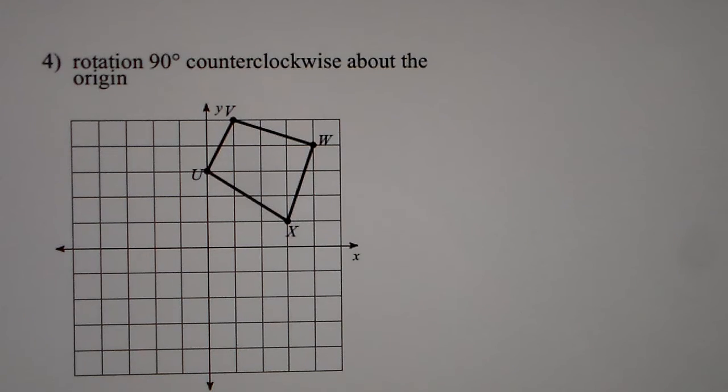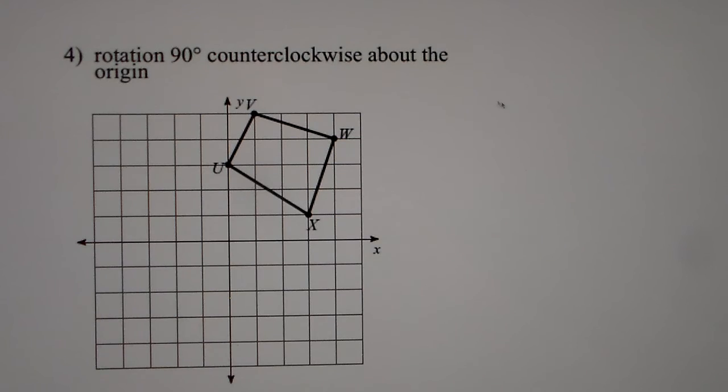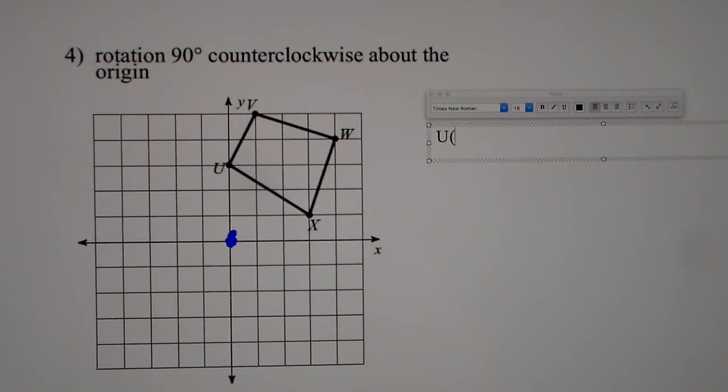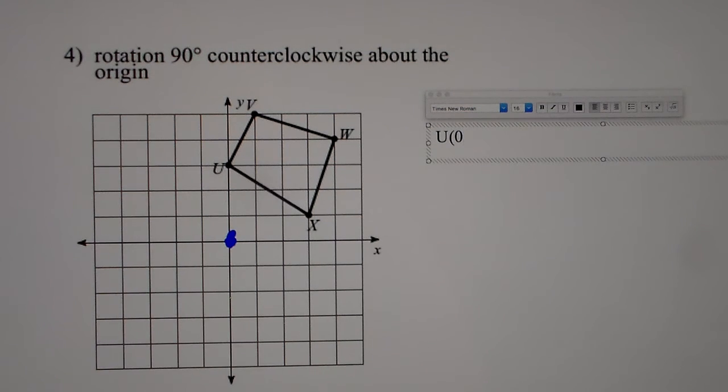Alright, let's do one more before we change things up. Rotate this black polygon 90 degrees counterclockwise. Our center of rotation is right there, our origin. So we have U is 0, 3. So U is 0 left or right, comma 3 up. So U prime is going to be negative 3 comma 0 according to our formula.